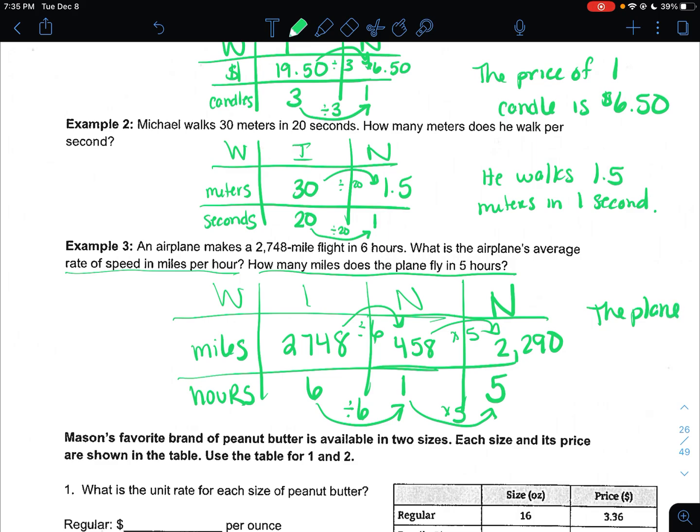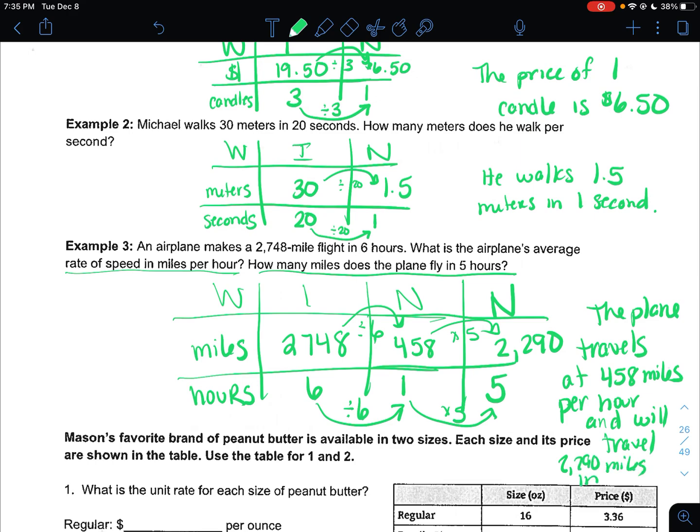So the plane travels at 458 miles per hour and will travel 2,290 miles in 5 hours.